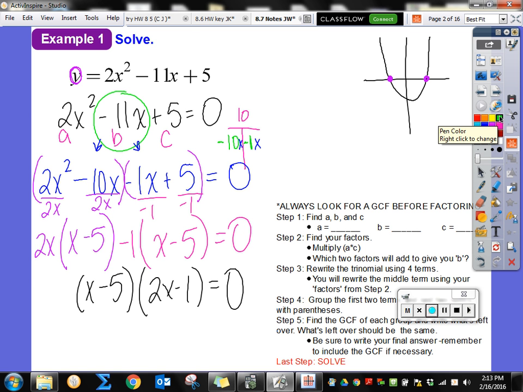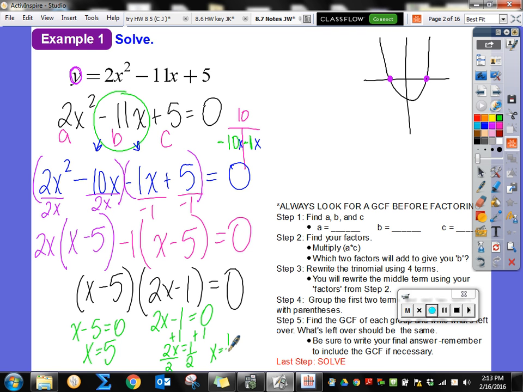Guys, if you get to this step, you have done the hard part. You should feel pretty good at this point. So now you're just going to set x minus 5 equal to 0 and 2x minus 1 equal to 0. If you plus 5 on that one, that's x equals 5. And then here you've got a couple steps. You add 1, 2x equals 1, and then if we divide by 2, x equals 1/2. So those are our solutions.